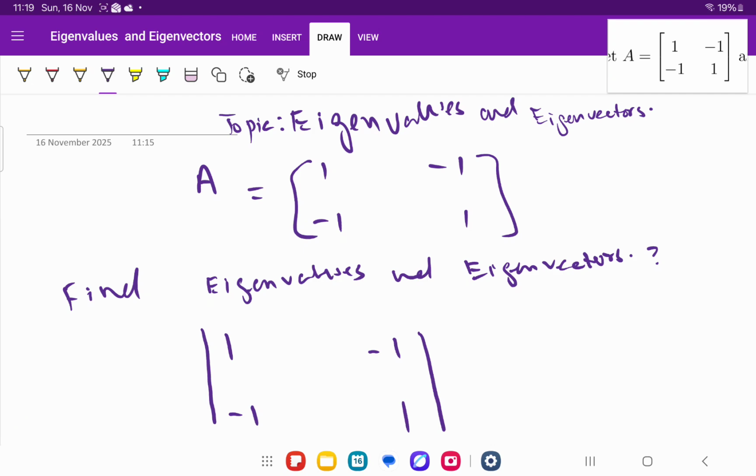Whatever matrix you have been given, write that matrix with the determinant, and from the main diagonal, subtract lambda, and put it equal to 0. So that is called the characteristic equation. You will be writing your given matrix in determinant form by subtracting lambda from your diagonal.